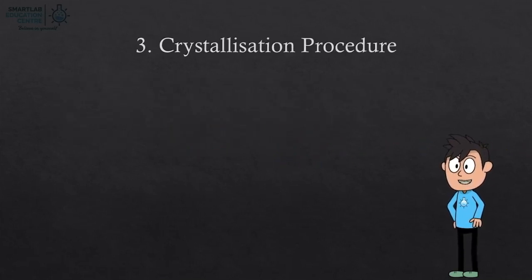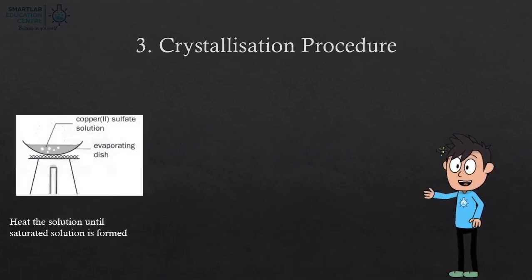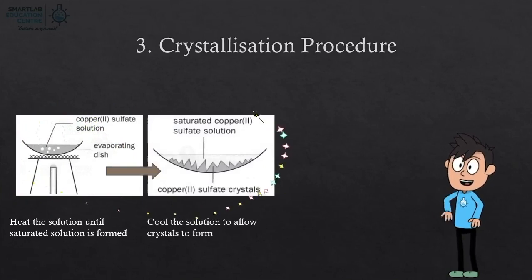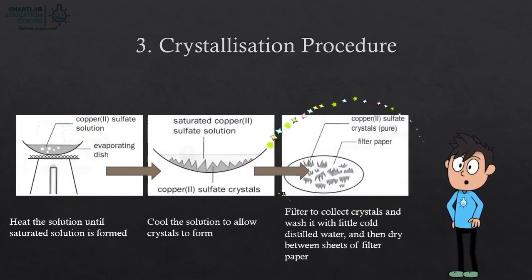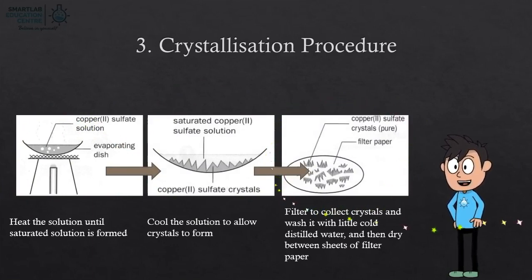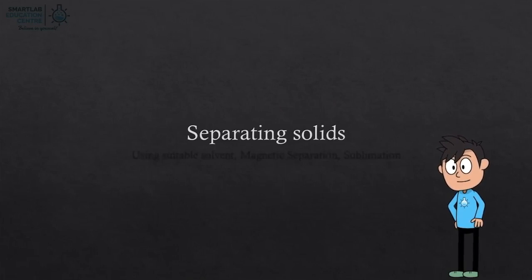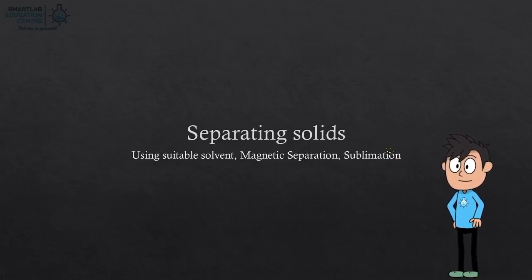We will now take a closer look at the procedure of crystallization. Heat the solution until saturated solution is formed. Then cool the solution to allow crystals to form. Lastly, filter to collect crystals and wash it with little cold distilled water, and then dry between sheets of filter paper.